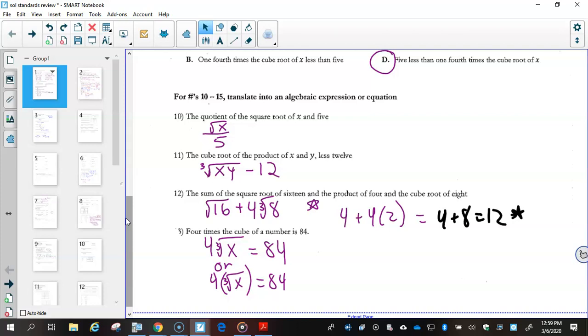For number 13, you could have written this either way. 4 times the cube root of x equals 84. Or you could have used parentheses.